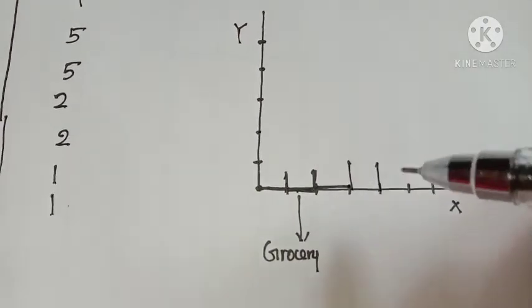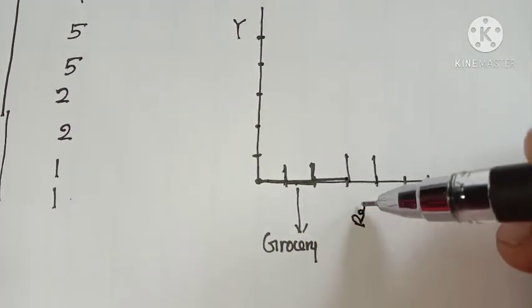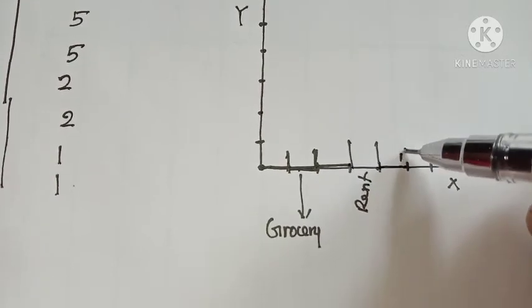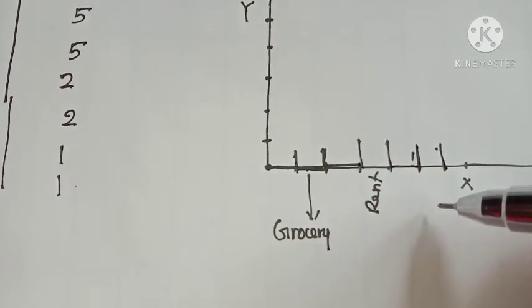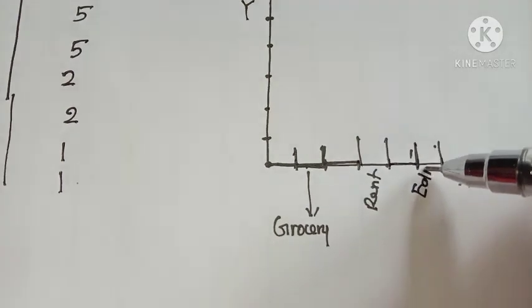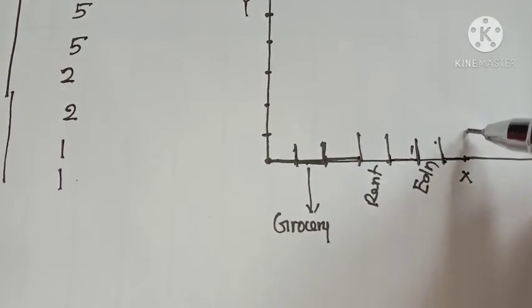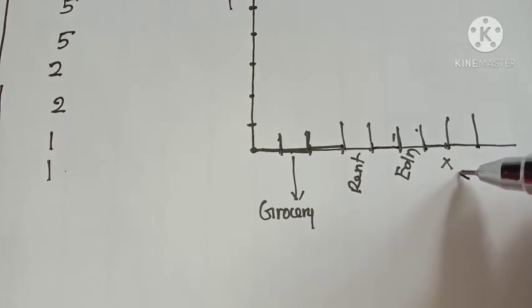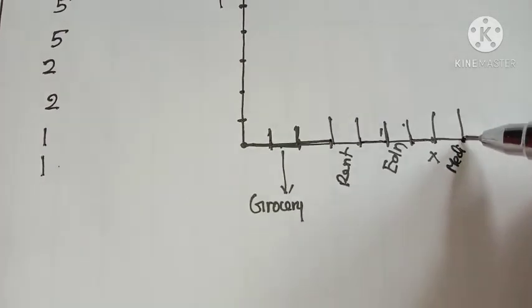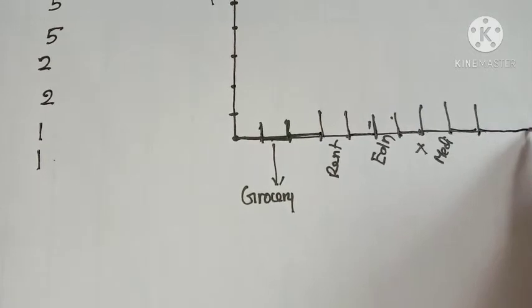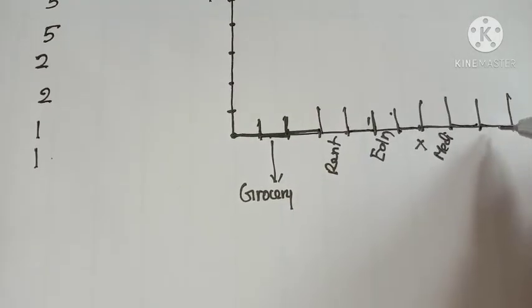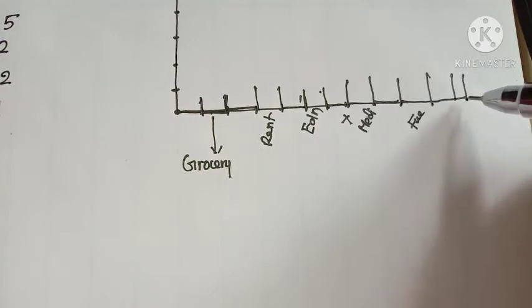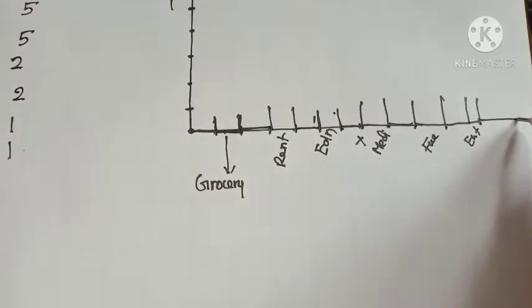Next part stands for rent. This is for rent. Now leave this gap. Take this rectangle and this rectangle stands for education of children. And leave this space and take the next interval or next class. This stands for medicine. And leave a space. Take the next rectangle. This rectangle stands for fuel. And next rectangle stands for entertainment and so on.